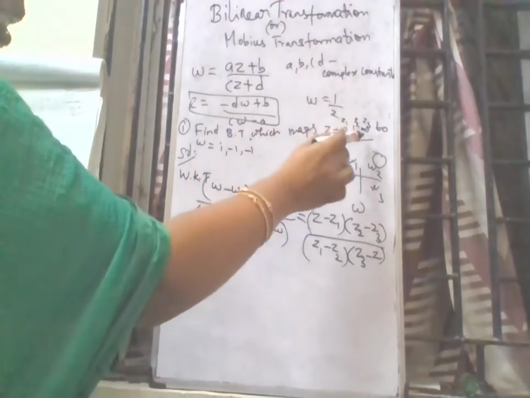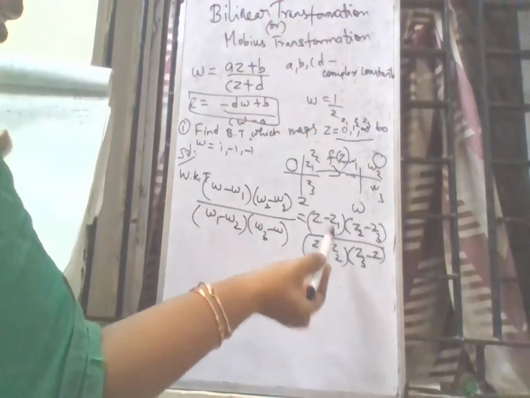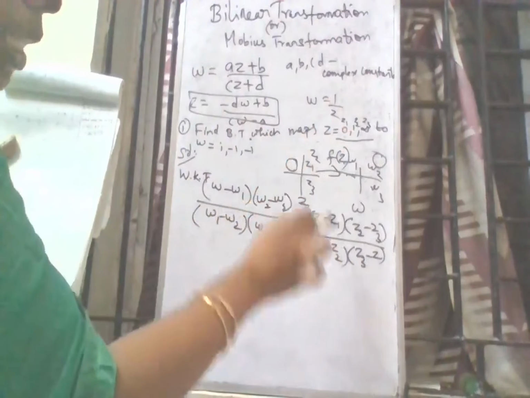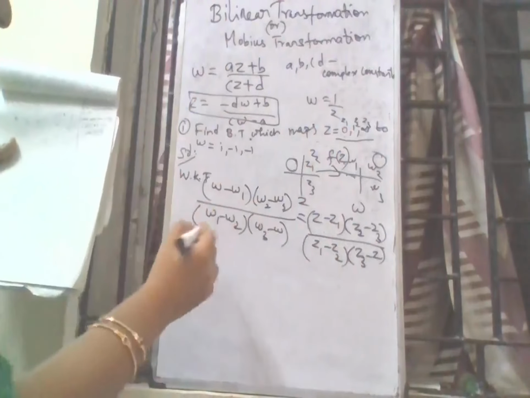Whenever infinity comes, please be careful. You have to take the variable out, and only then substitute. Without that, if you directly substitute infinity, I never give marks. So just listen to what I'm doing here.